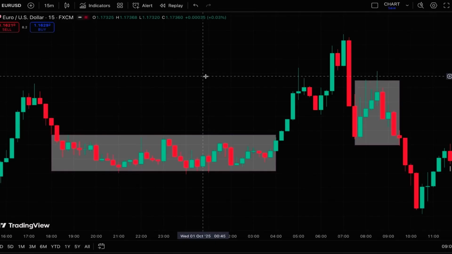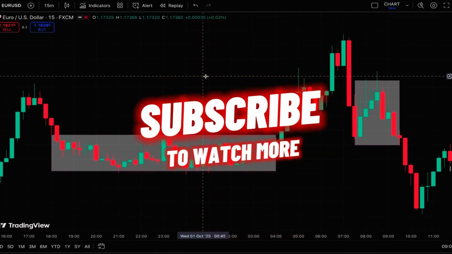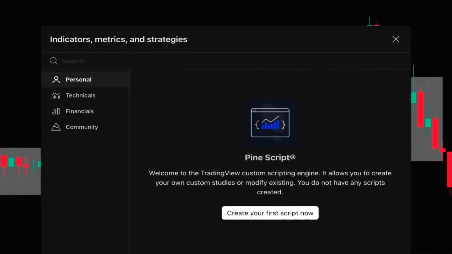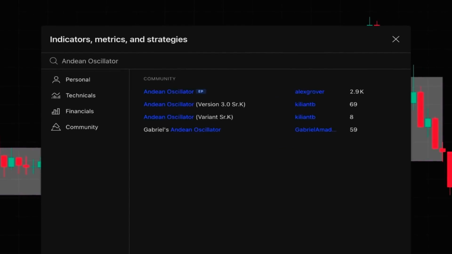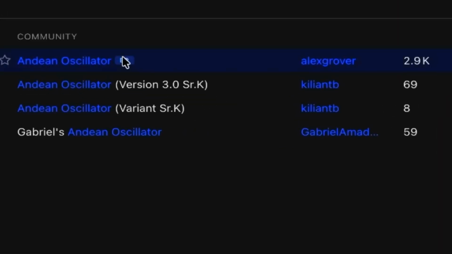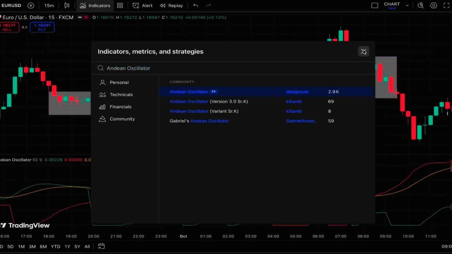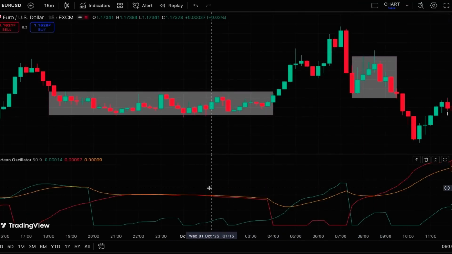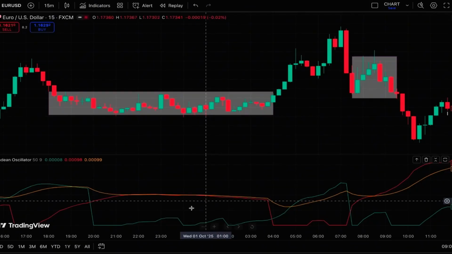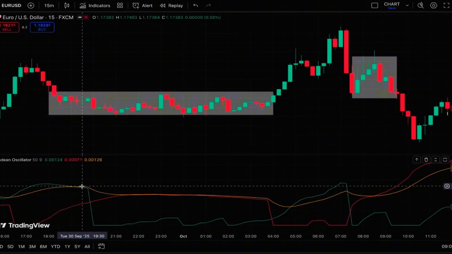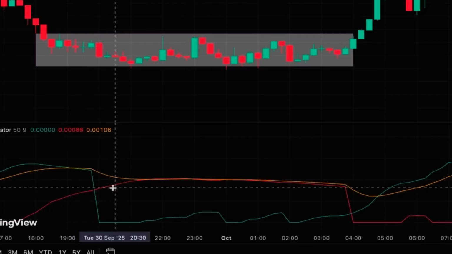All right, now let me introduce the third indicator. Here we click on indicators and we search for the Anion Oscillator. This one, which is an open source indicator written by Alex Grover. All right, this is the indicator, and as you can see, it's added here below the chart. In this indicator, we have 3 lines: orange, green, and red.